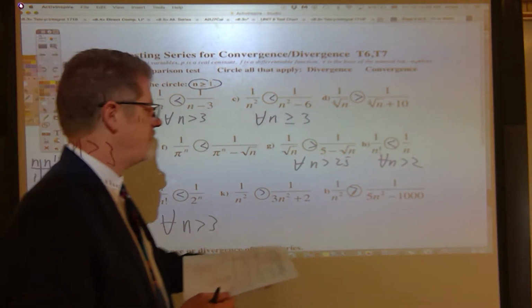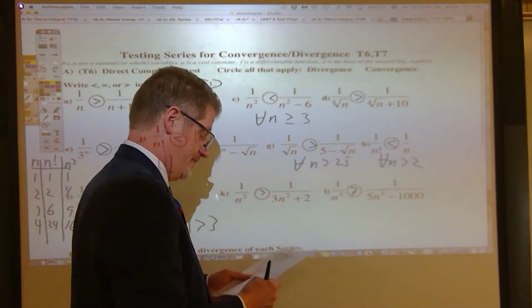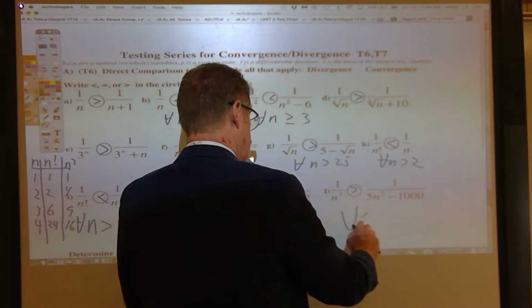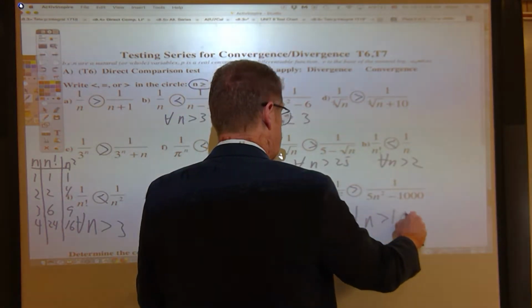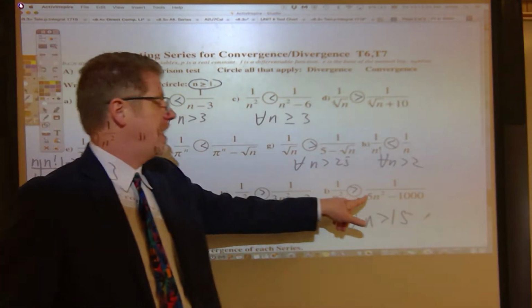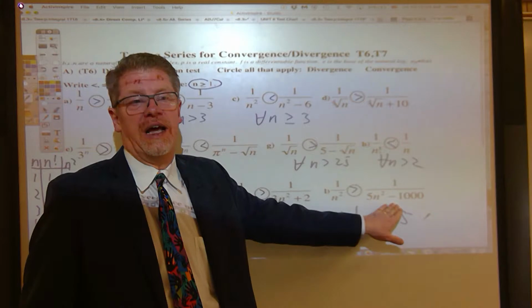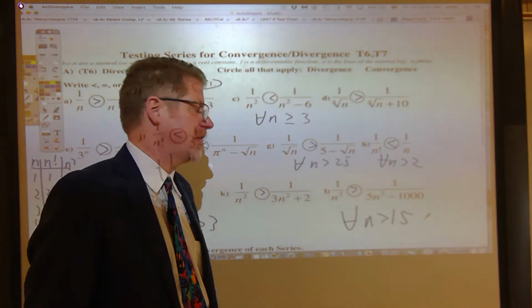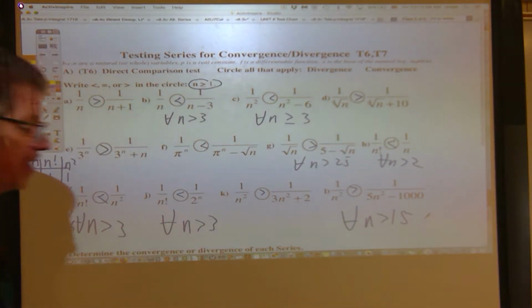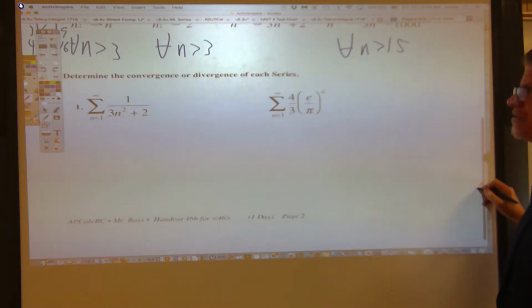I mean, 5n squared minus 1,000 starts out way down there. To find out when, you could use your calculator, but it's not until n is greater than 15 when you compare those two that the 5 actually compensates for the fact that it started out 1,000 behind. The 5 eventually does make up for that. So anyway, those are some comparisons that you're going to be using in the direct comparison test.